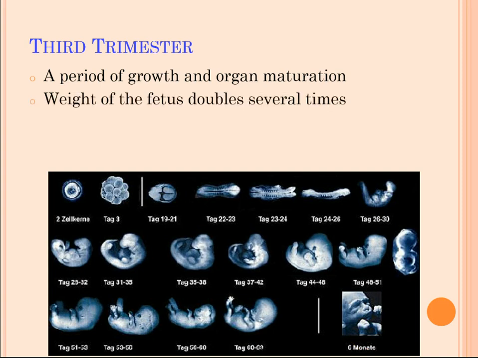Okay, so the fetus is going to double in weight, like several times. I mean, you're going from like half a pound to being born at somewhere between 6 and 9 pounds is a good average, so that's a lot of growth in 3 months.